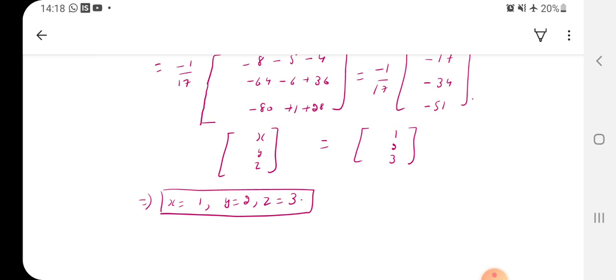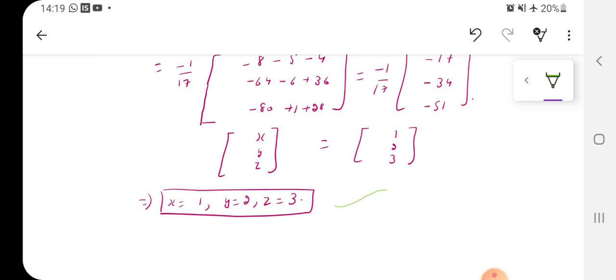X is a column matrix of unknowns, that is x, y, z. So x, y, z equals the column matrix 1, 2, 3. Now if two matrices are equal, their corresponding elements will be equal. That means x will be equal to 1, y will be equal to 2 and z will be equal to 3. So this will be your final answer for the solution of the system of equations.